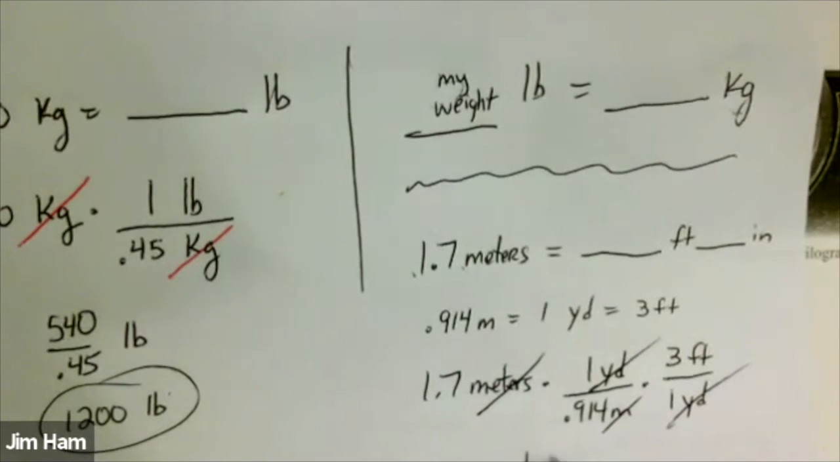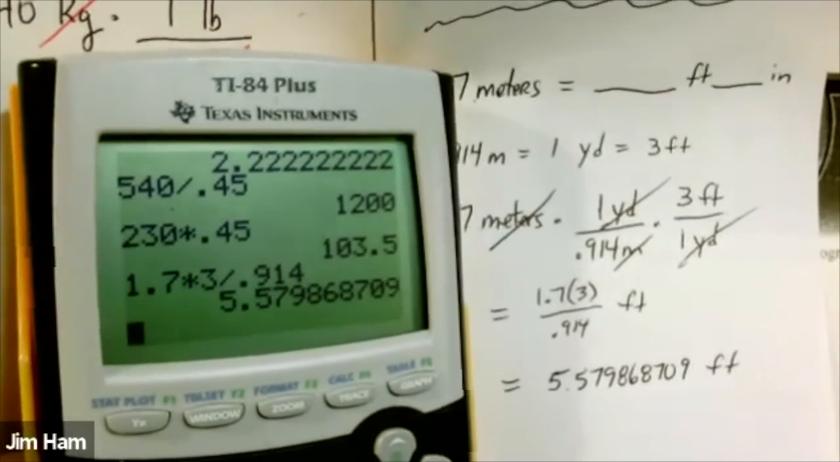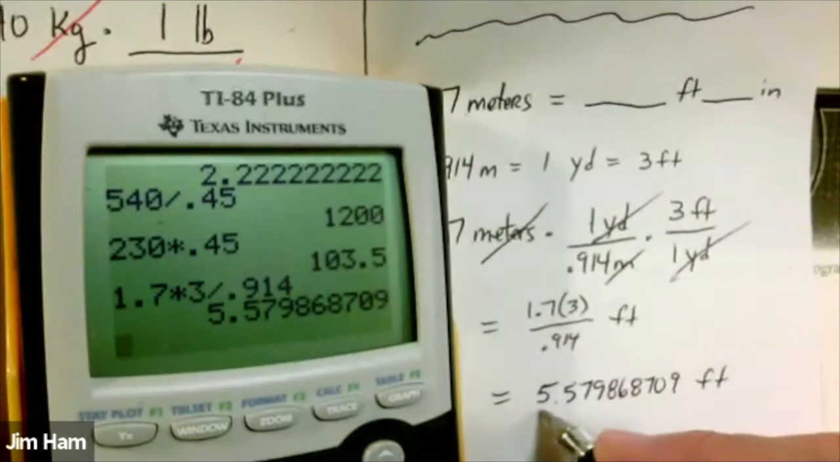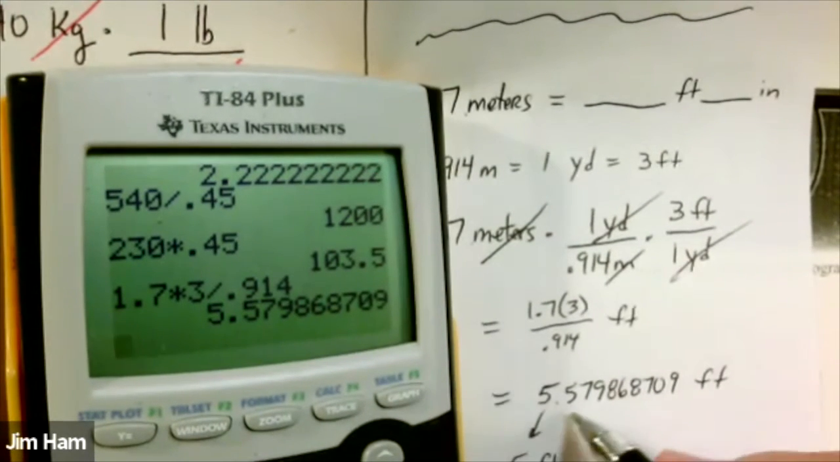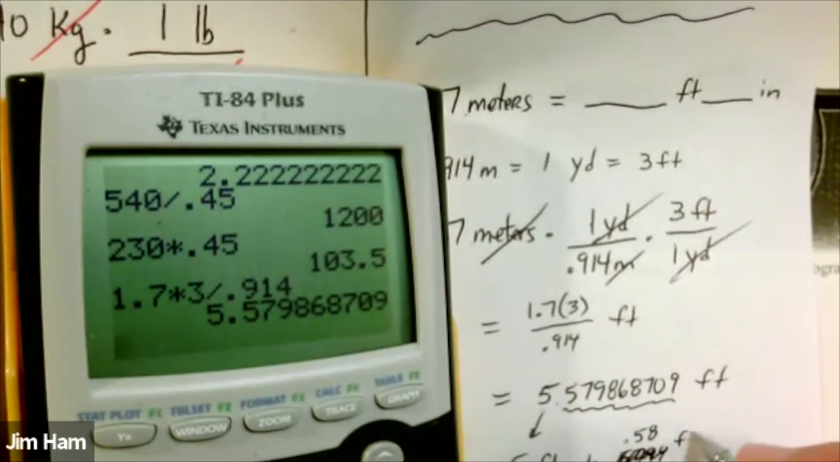So we take 1.7 and multiply that by 3 on the top, and on the bottom we have just 0.914. And this is in feet. Okay, I asked for this one in inches, so we're now going to convert to inches. We know we have 5 whole feet, and then this fraction of 1 foot. I'm just going to call it 0.58. It's close enough. 0.58 feet.